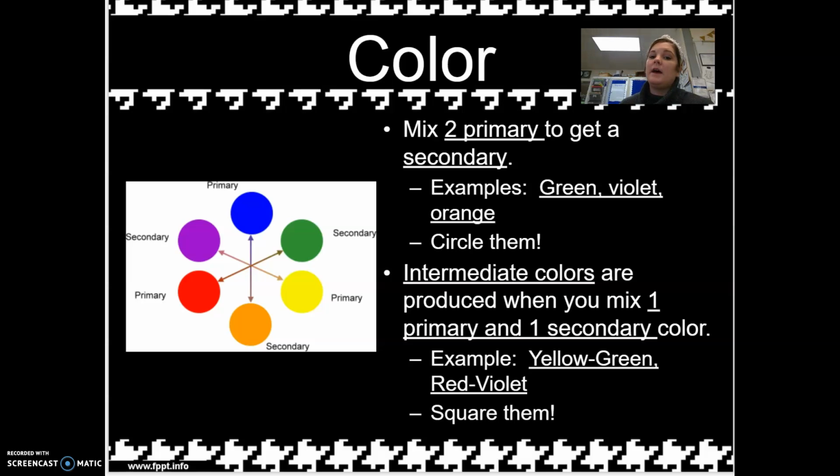Then we have, to mix two primaries together, you get a secondary color. And our secondary colors are green, violet, and orange. Violet is the correct term, not purple. But that's okay if we call them that. Let's go ahead and put a circle by them. Intermediate colors are produced when you mix one primary and one secondary color. So the primary color yellow mixed with green would be yellow-green. Red mixed with violet would be red-violet. So go ahead and put a square next to the intermediate colors.